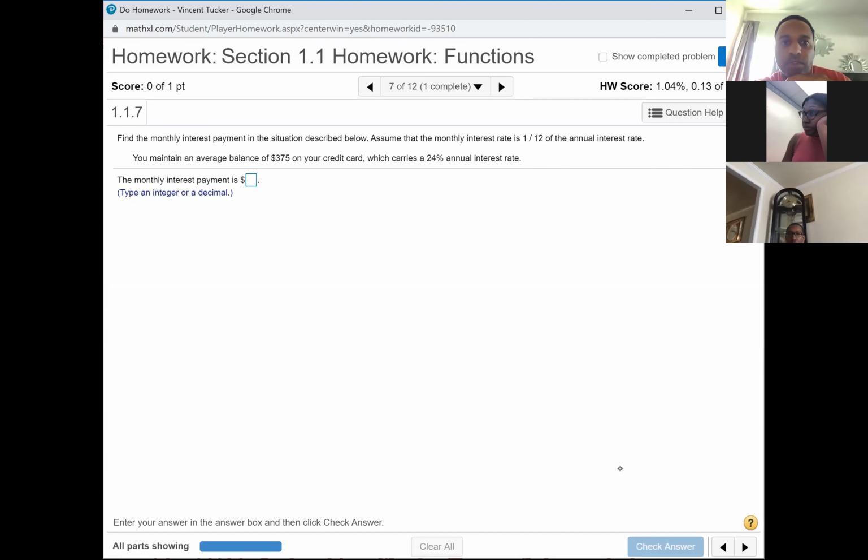All right, find your monthly interest payment in the situation described. You maintain an average balance of $375 on your credit card, which carries a 24% annual interest. Monthly interest payment? We already did that. So it's the same thing we just finished doing, just that they're only asking the one question, which is monthly.